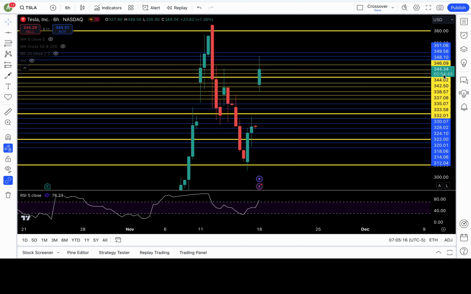What you want to do is wait for the right setup using the levels. Right now I have support at 344, 342.5, and 341. Do not look to short unless those levels fail. 344, 342.5, and 341. I will be a lot more bearish below 341.